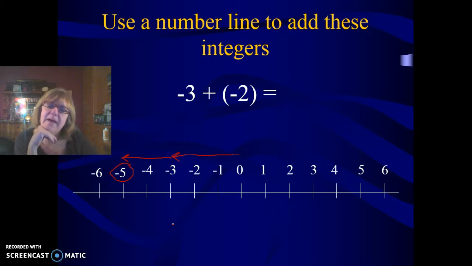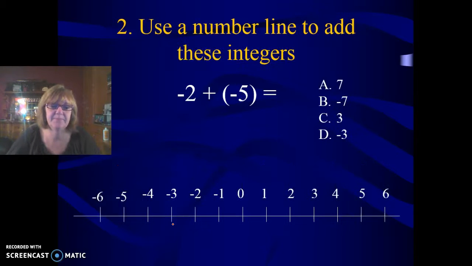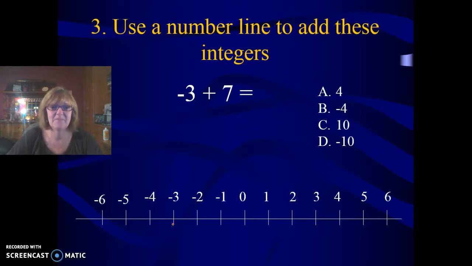Let's think about that one. That's weird, isn't it? It's like we just added the two numbers together and stuck a minus sign in front of them. A rule is coming. I'll just give you a little hint. All right, so your turn. Use that number line. Add these integers. One more try. Let's see if you can do it.